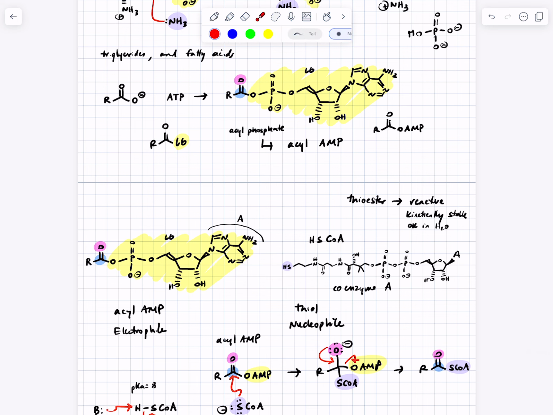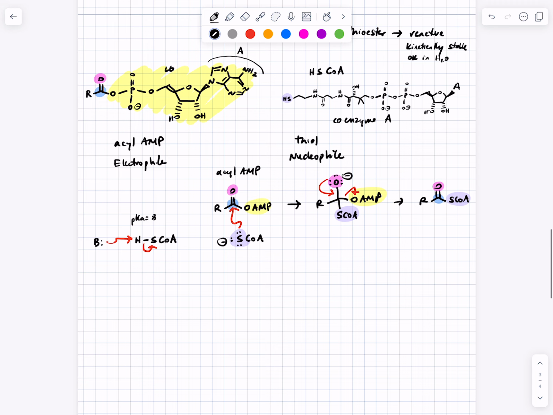You end up using the carboxylate as the nucleophile, and ATP as the electrophile. And that mechanism isn't hard, it just doesn't necessarily fit very well with what we want to do today. Okay, questions about that?